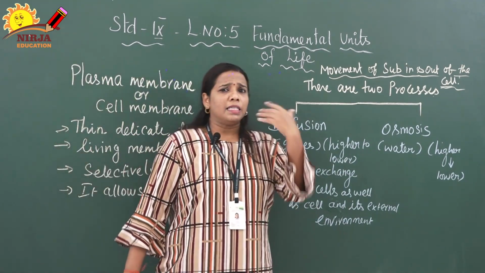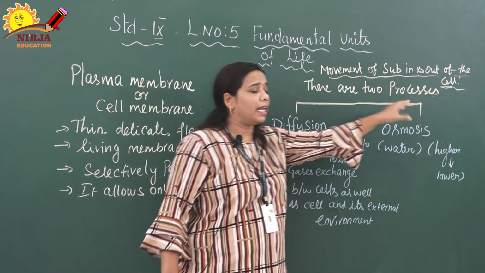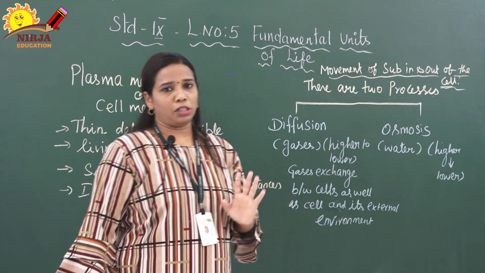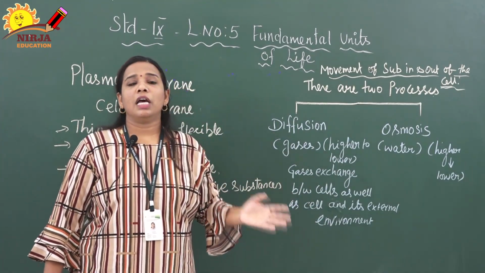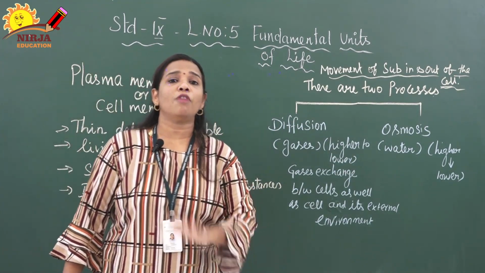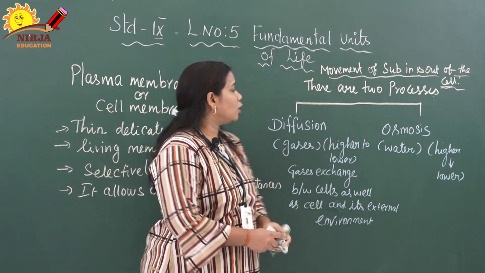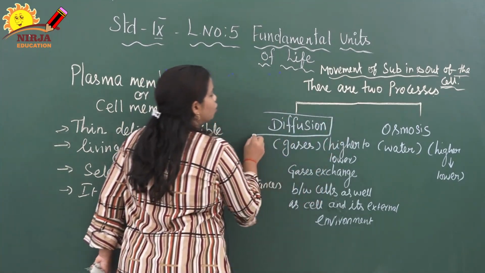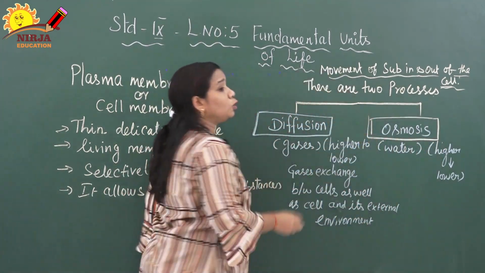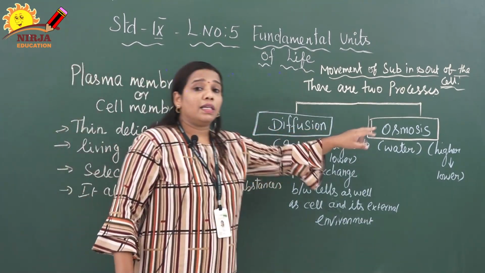How can the substances enter? The movement of substances in and out of the cell involves two processes. One is that it allows gaseous substances like oxygen, carbon dioxide, etc. Another is that it allows substances in the form of water. So there are 2 processes that allow substances in and out. What are those processes? One is called diffusion. Another process is called osmosis.